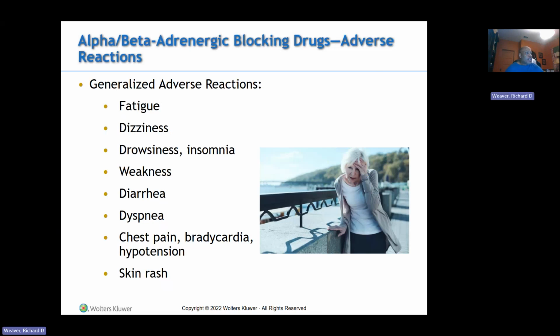And so look at the adverse reactions for this particular drug: fatigue, dizziness, drowsiness, insomnia, weakness, diarrhea, dyspnea, chest pain, bradycardia, hypertension. Remember, when we decrease the blood pressure too much with these drugs, it can bring about many of these symptoms that you see, and also skin rash. That's probably a hypersensitivity to the drug itself.